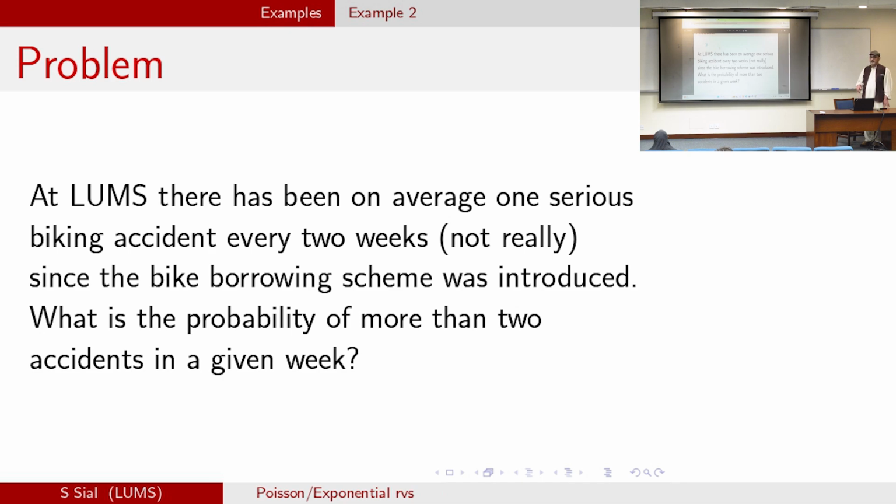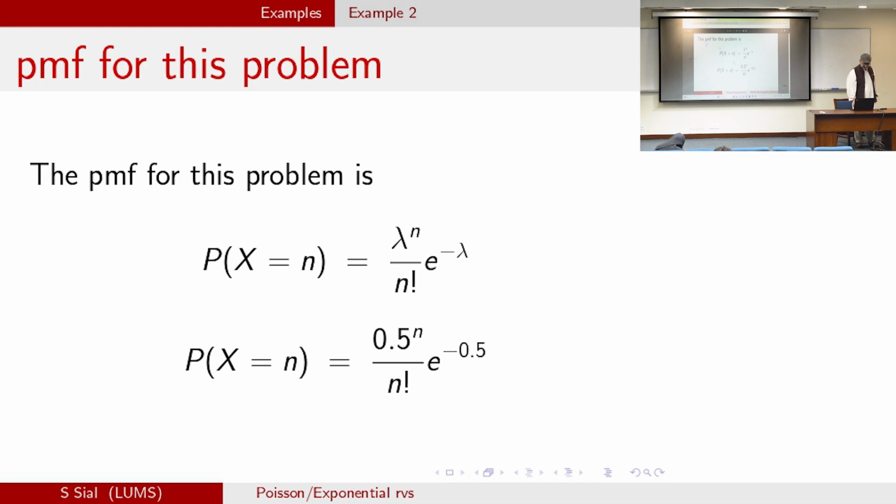So for the probability of more than 2 accidents in a week, what we should probably do is say, what's the probability of 0? What's the probability of 1? What's the probability of 2? Add those together. So that would be the probability of less than or equal to 2 accidents in a week. And then 1 minus that would be the probability of more. Again, because we were given 1 per 2 weeks, and we want to work in weeks, we took our lambda to be a half.